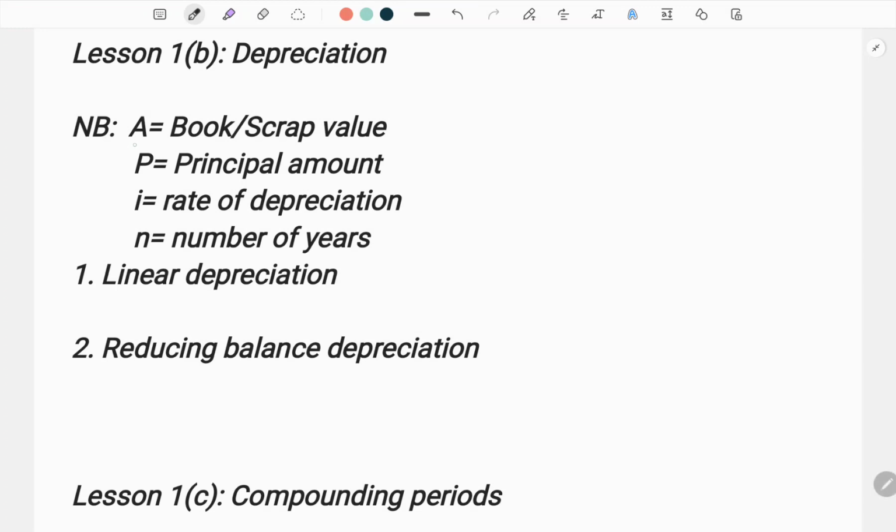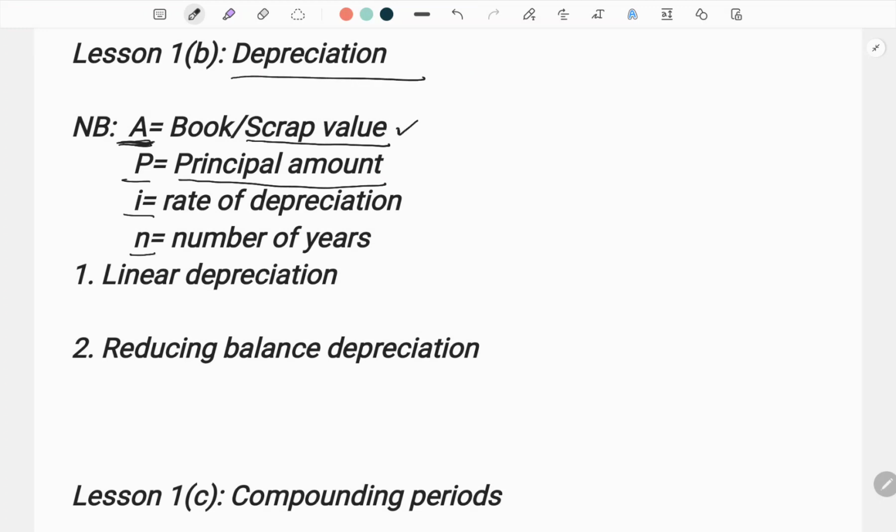So here we have A, P, I, and N. Your A is not the same as the one in simple and compound interest. The A here stands for the scrap value, the value that something, that laptop, that computer, that car, depreciated to after that period of time. So it's a scrap value, a book value. Then P is the principal amount. So be careful here in depreciation.